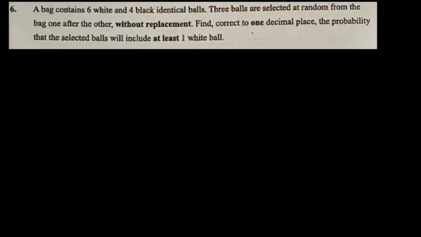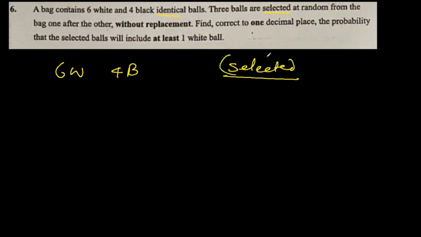Number 6. A bag contains 6 white balls and 4 black balls. They are identical. 3 balls are selected. Okay, selected, that means the order is not important. At random from the bag one after the other. Even if they are one after the other, because of the word selected, the order is not important. Without replacement, find, correct to one decimal place, the probability that the selected balls will include at least one white ball.